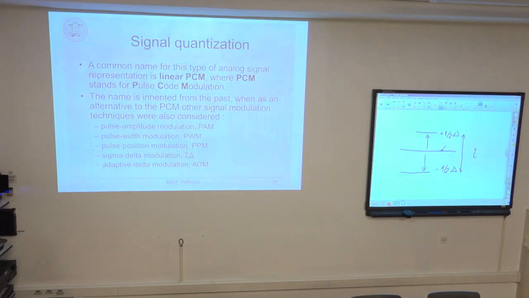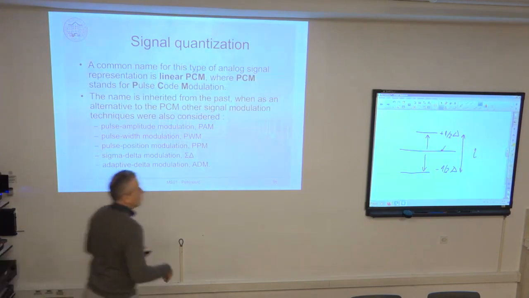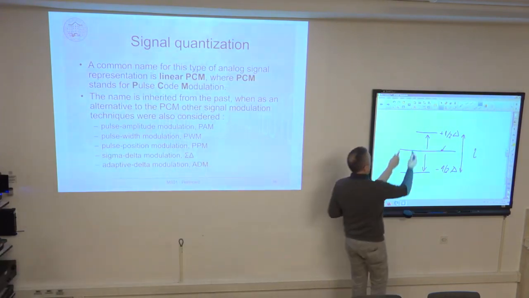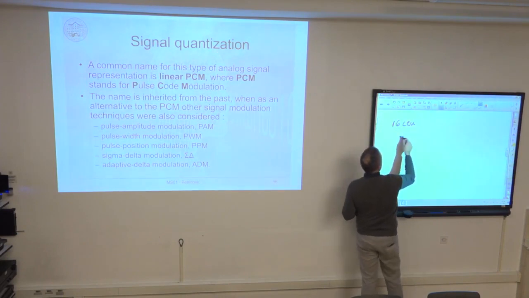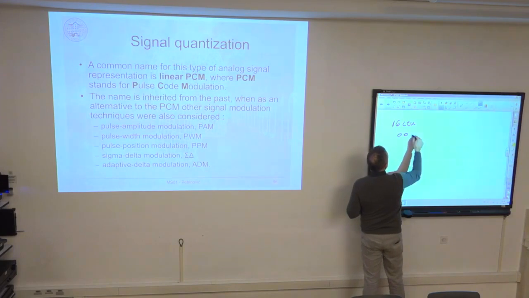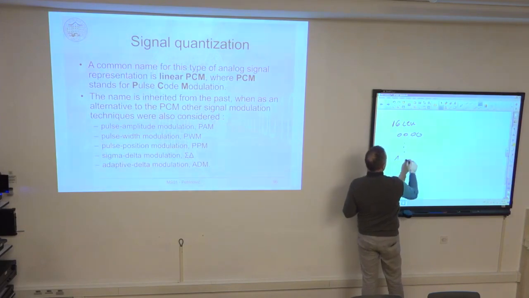Just a few notes about the signal quantization. This kind of quantization described by this equation is commonly known by the abbreviation PCM, from pulse code modulation. Why pulse code modulation? Because the idea is, for example, if I have a 4-bit code, so I have 16 levels, the codes are from 0000 to 1111.